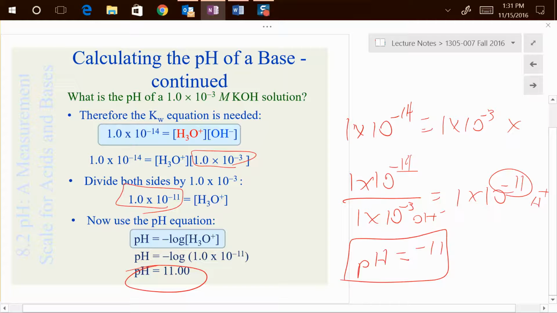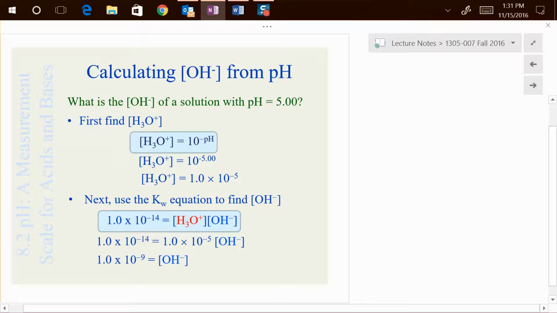Okay, so there are always two ways to find any of these things. To find your pH or to find your OH minus, there's always two ways. If you have one starting point and you're trying to find something else, you can always do it in two ways. A lot of times you'll see that, and it doesn't matter which way you go.